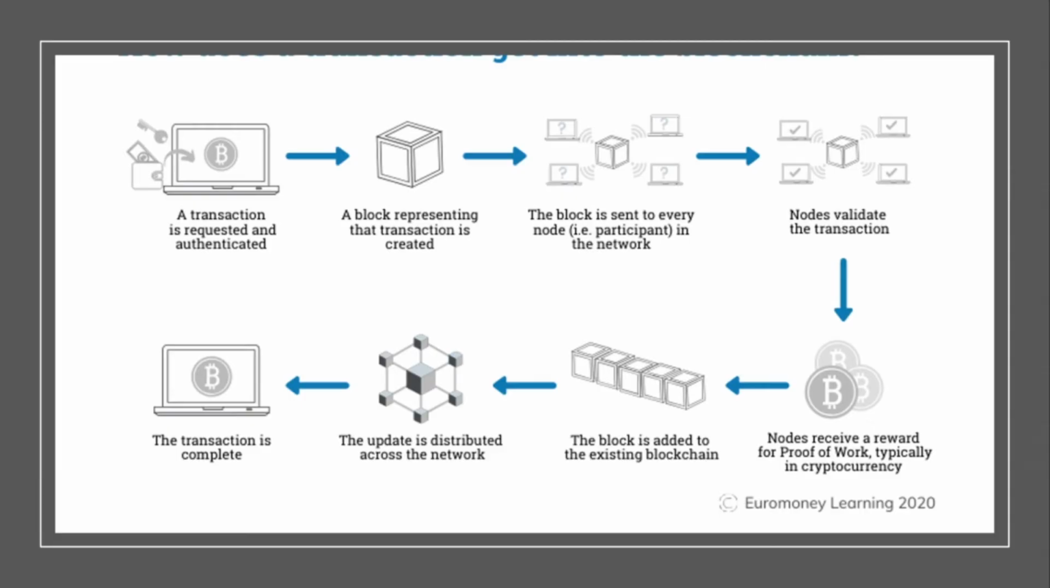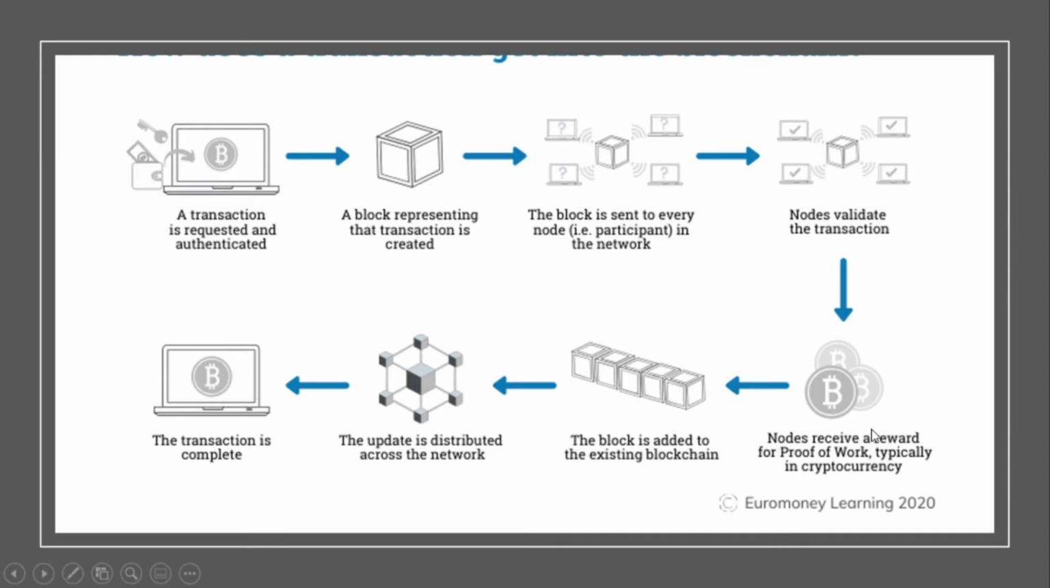Here is an example of how a blockchain works. A transaction is requested and authenticated. A block representing that transaction is created. The block is sent to every node or participant in the network. So remember, node means participant. So nodes validate the transaction, or participants validate the transaction.